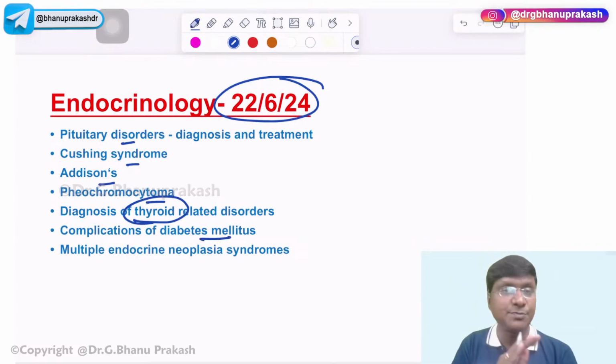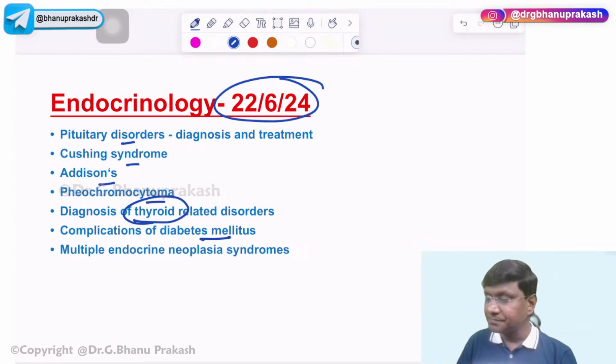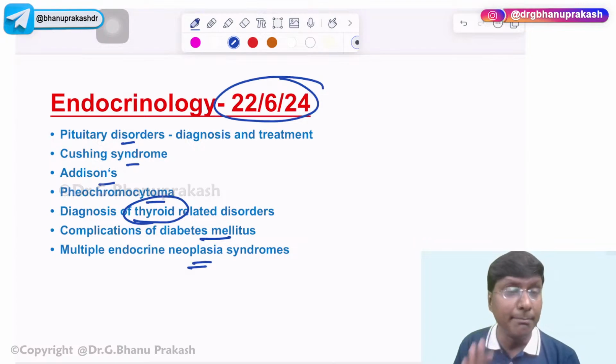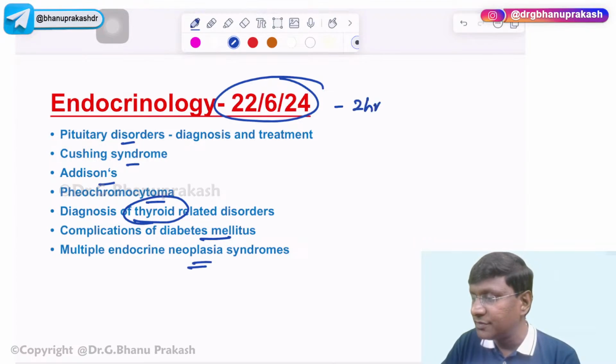Next, regarding diabetes mellitus, what you need to revise is complications. Diabetic ketoacidosis, hyperosmolar non-ketotic coma, macrovascular complications, microvascular complications, dermatological complications. Next, you need to revise about MEN syndromes: MEN1, MEN2A, MEN2B, and MEN4. These are the topics that you need to revise in endocrinology. And endocrinology being a small topic, you try to allot 2 hours.